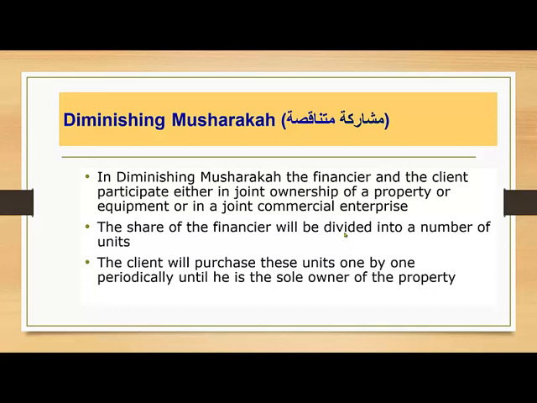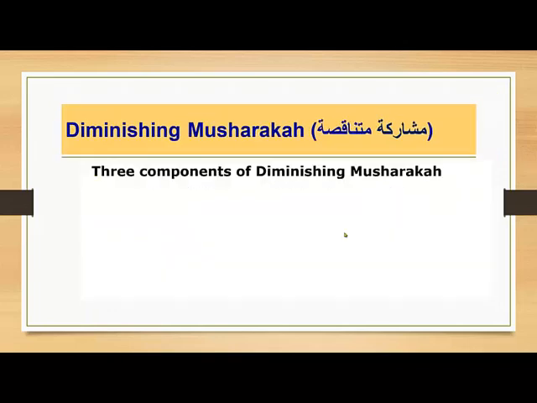With the passage of time, as the customer pays installments, the bank will sell its ownership units to the customer. So with the passage of time, the customer's share in that property will increase, and the bank's share in that property will decrease, and automatically it will affect the rent also, because when the customer's share increases, the customer will have to pay less rent. And towards the end, the ownership of the property will be transferred to the customer once the customer has bought all the units from the bank.